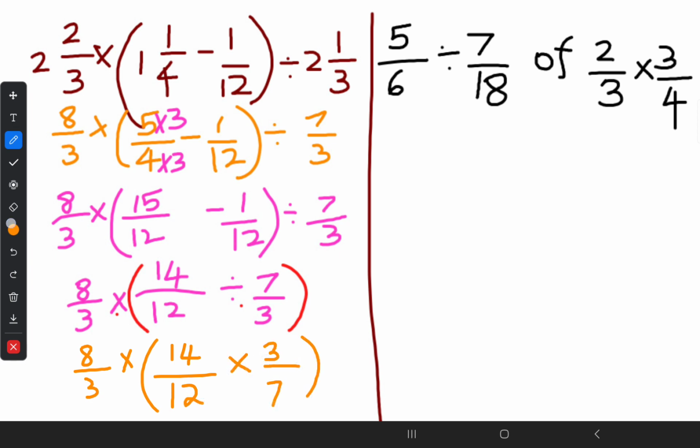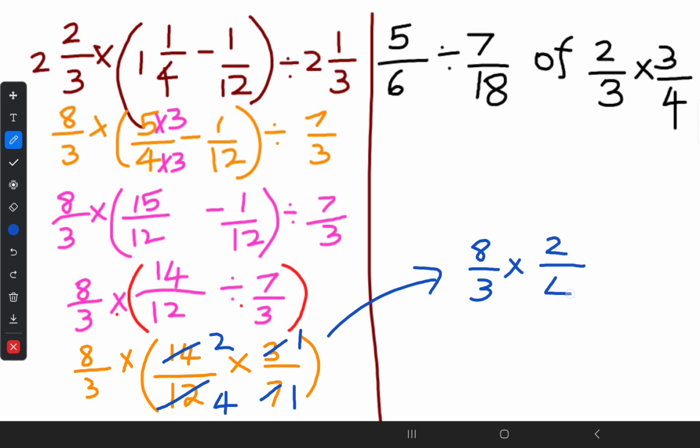Here this 14 and 7 can be simplified one time and 2 times. Okay, 1 time and 2 times, and 3 and 12 can be simplified 1 time 4 times. Okay, 1 time and 4 times. Then finally I'll write the remaining over here. 8 over 3 multiplied with 1 2s are 2, 1 4s are 4. So here we can simplify these two.